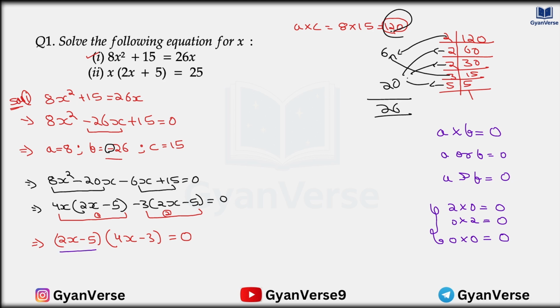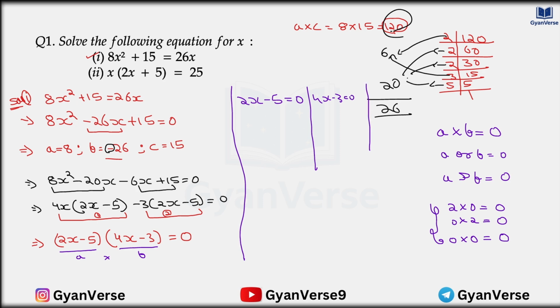So in these three conditions, the product will always be equal to 0, right? So you will consider this as A and this as B. If A is multiplied by B, the product is equal to 0. That means either A is equal to 0 or B is equal to 0 or both are equal to 0. So what I will do is I will take 2x minus 5 equals to 0 and I will also take 4x minus 3 equals to 0. Now I will solve these two. It will become 2x equals to 5 and x equals to 5 upon 2. And here it will become x equals to 3 upon 4. So these two are the values of x.